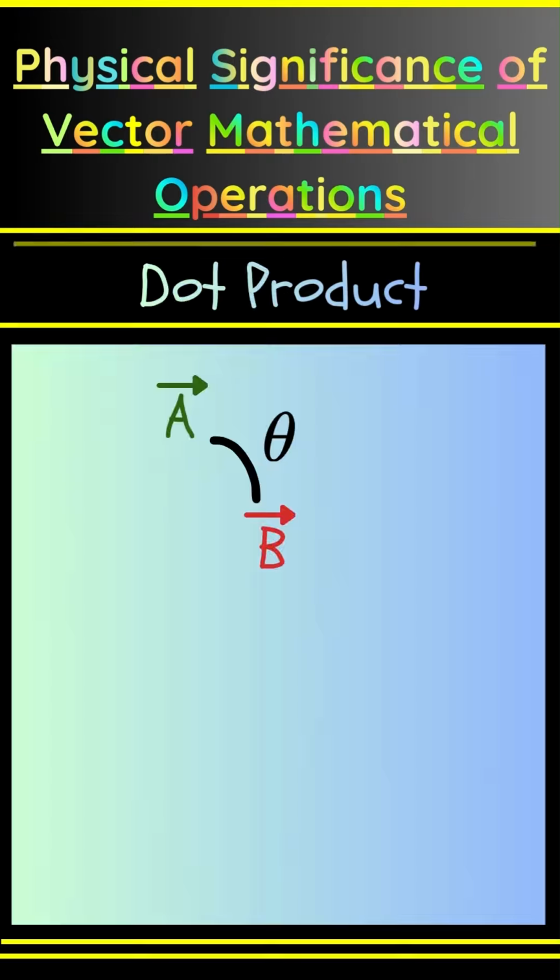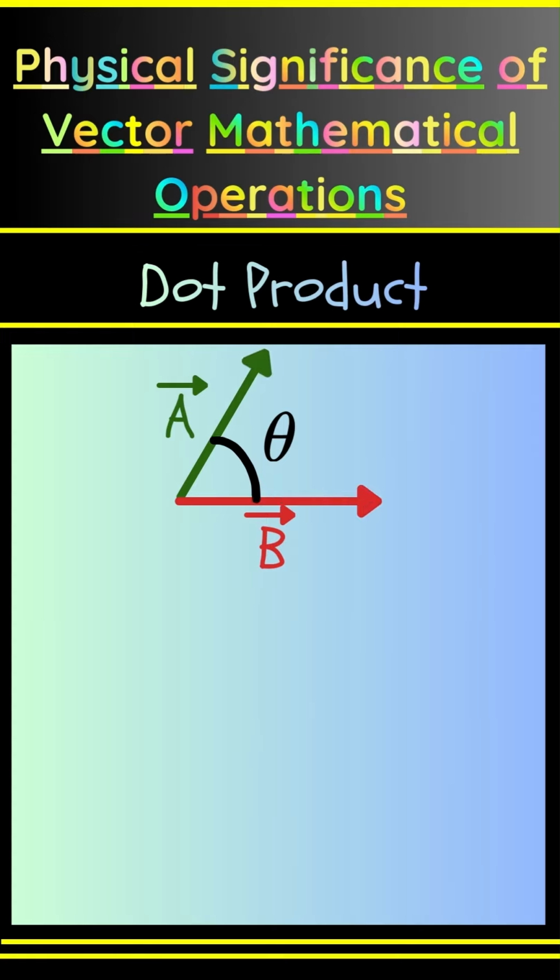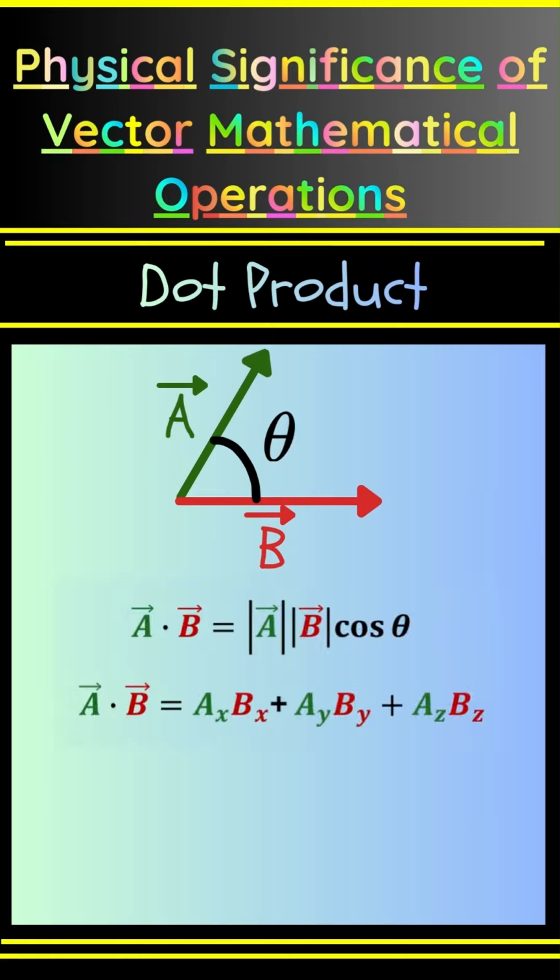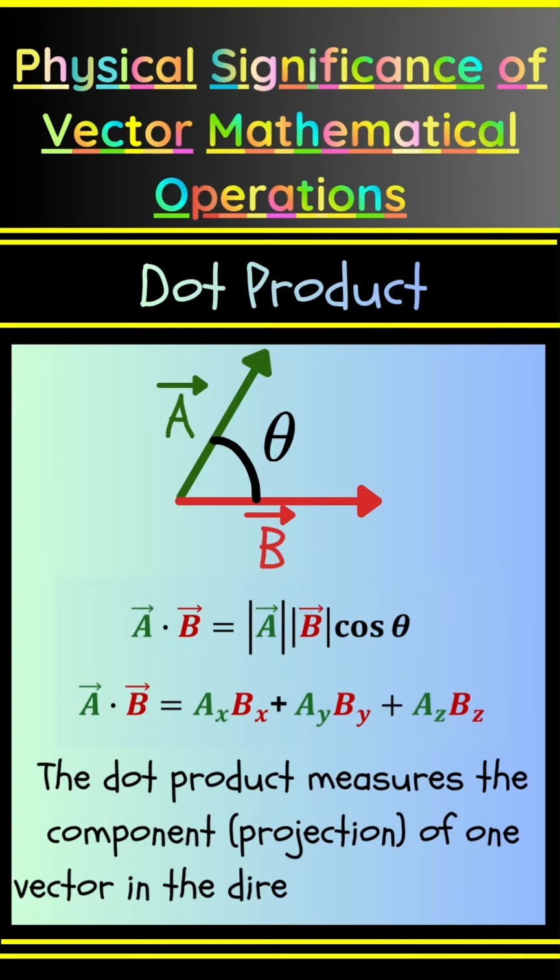Moving on to dot product. The dot product basically measures how much one vector acts along the direction of another. If two vectors are perpendicular to each other, they would have no component along the direction of the other. Their dot product would be zero. They would have no physical effect on each other.